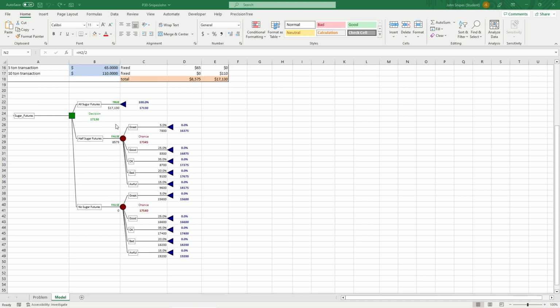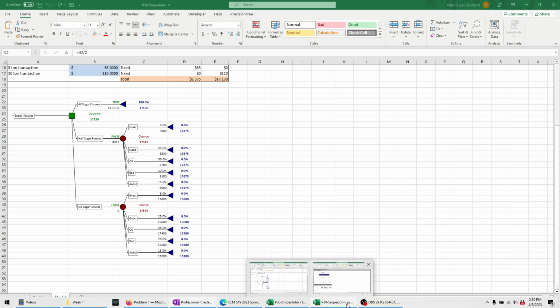The other option is to purchase half your sugar futures. So you're purchasing 5 tons of sugar futures, and then you're leaving it to market chance what the price of sugar will be in 6 months and purchasing your sugar then. And the final option, which ends up being the least expensive option, is to purchase sugar futures, purchasing all of your sugar at one known price rather than waiting for market chance.